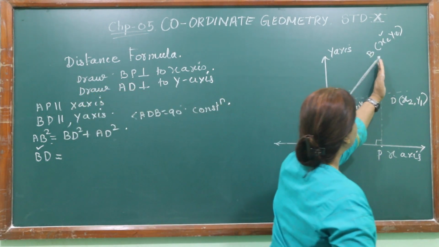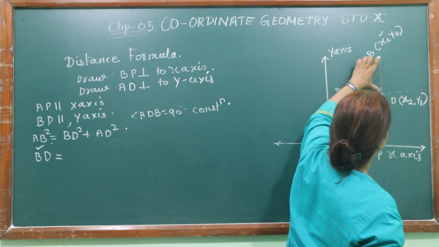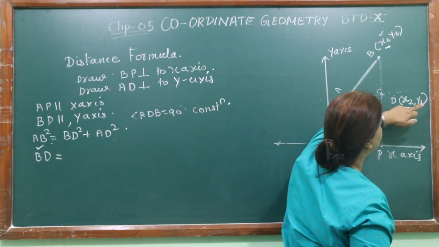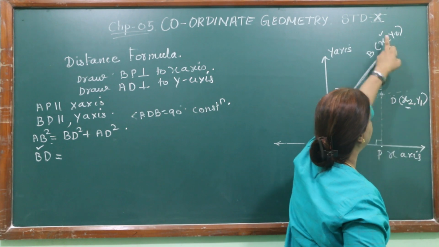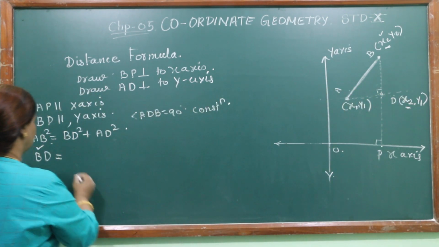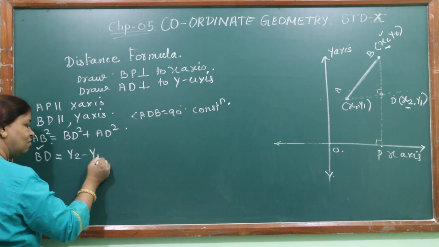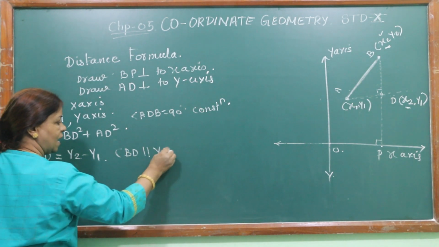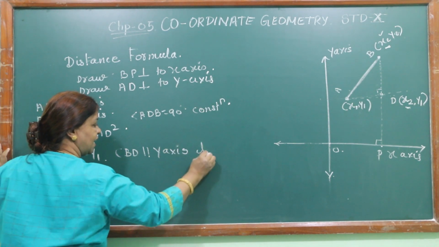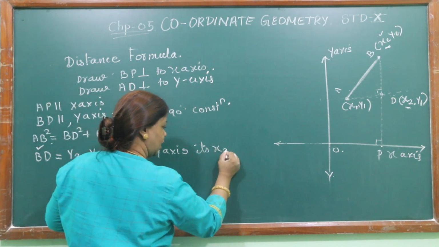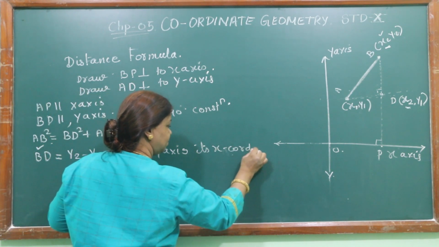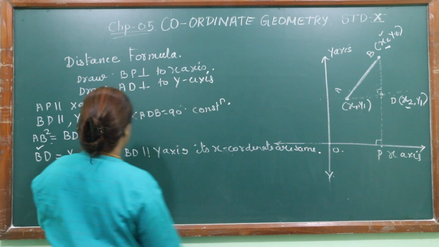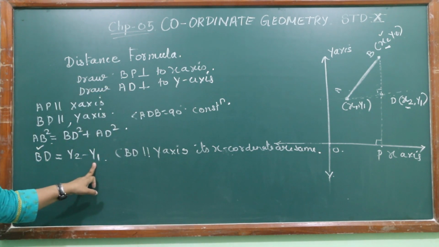See, BD is parallel to the y-axis and we want to find the length BD. Its x coordinates are the same. So we will go for y2 minus y1. y2 is greater than y1. So BD is equal to y2 minus y1, because BD is parallel to the y-axis and its x coordinates are the same.